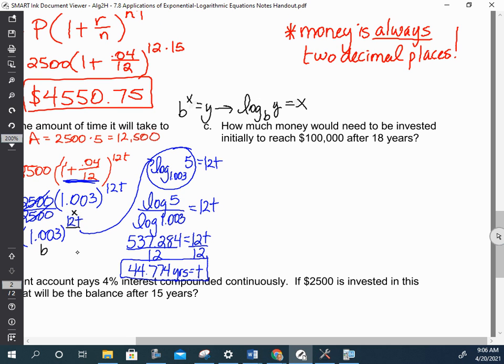So, from that formula, we know everything but the P value. We want to get $100,000. So that's your A value. You don't know what you're going to start with. 1 plus 0.04 over 12 raised to the 12 times 18.